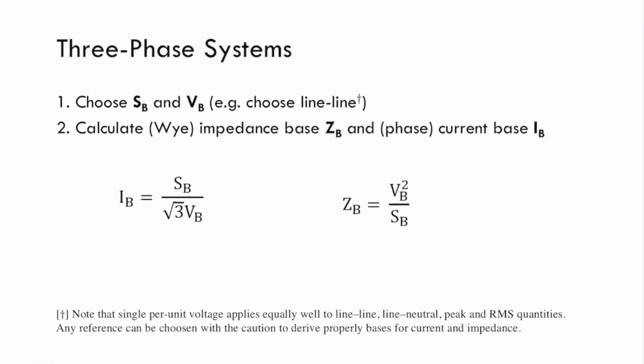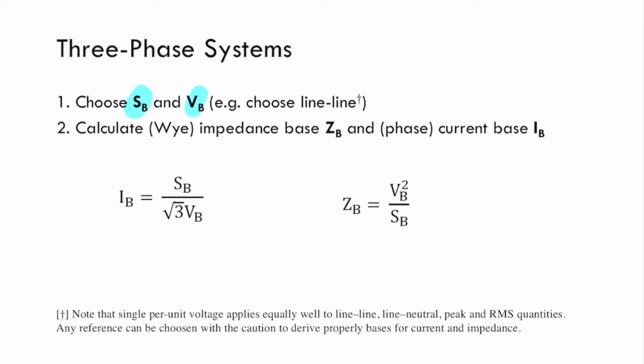Well, how can we do this in three-phase systems? These are the steps that you should follow. You can actually go around and make your own system, but this is the classical way of working in three-phase systems. The first thing is we are going to choose the reference value for the power, and this is a scalar number. Remember, those base values are scalar numbers.